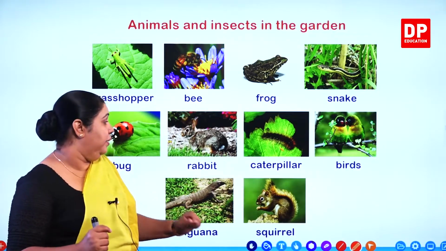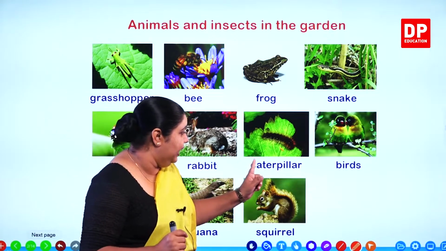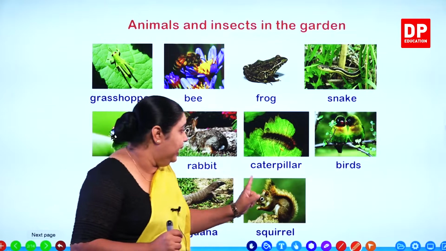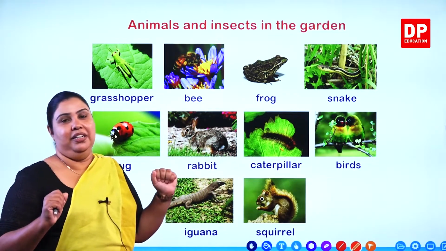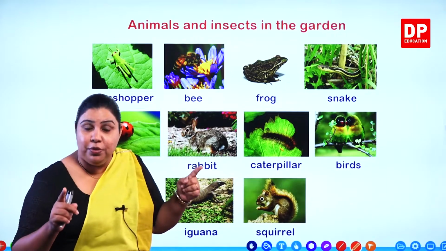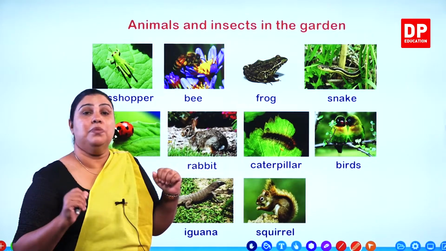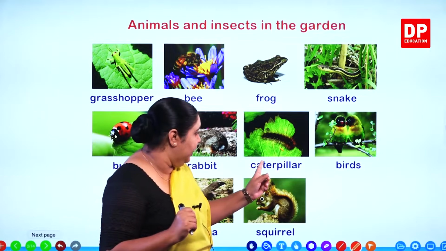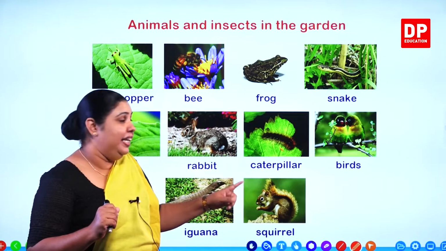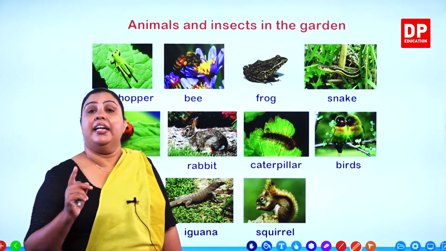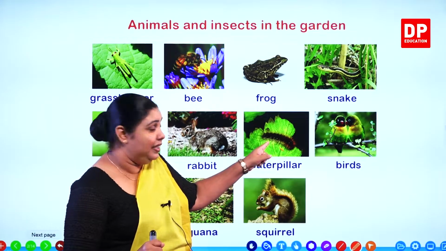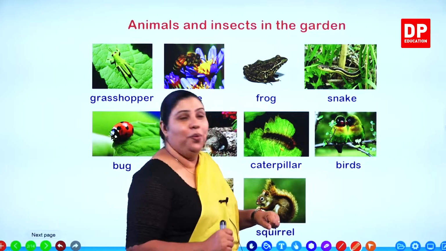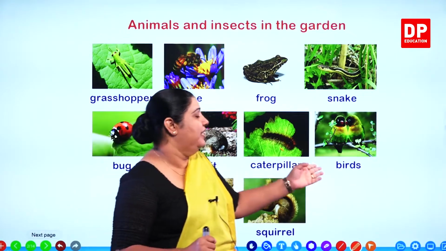Look at the word caterpillar. C-A-T-E-R-P-I-L-L-A-R. It's a long word with a lot of letters, but you have to practice. You have to learn the spelling. C-A-T-E-R-P-I-L-L-A-R. Caterpillar. Can you see the way it's eating the leaf here, over here? That's right.